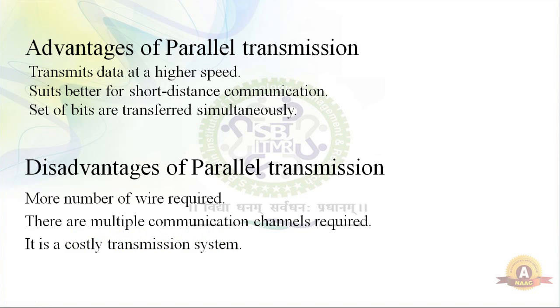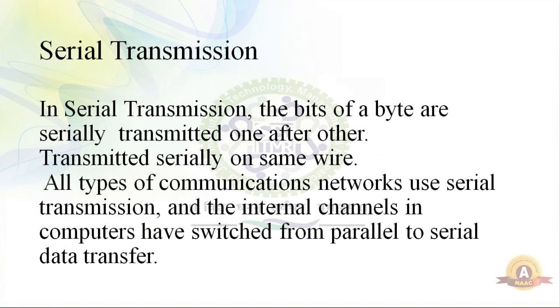Now we discuss serial transmission. In serial transmission, the bits of bytes are transmitted serially, one after another. Means one by one, bit by bit, it is transmitted serially on the same wire. This is serial transmission. The data is transferred one after another with the help of the same wire. In this same wire, one by one, all the bits are transferred. So in serial transmission, one bit at a time is transferred.